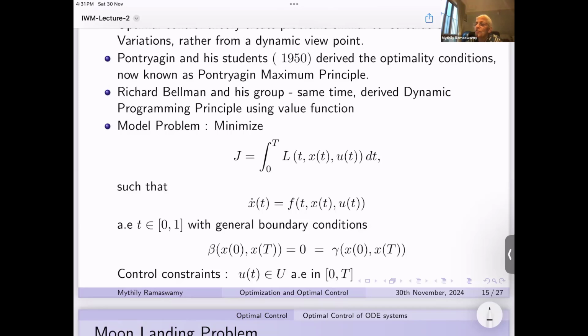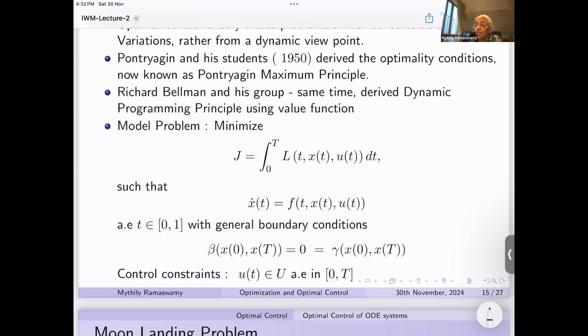Now, this almost everywhere, I have abbreviated as AE because we can allow weak solutions also here. Otherwise, you forget for everywhere, we can also put t in [0, 1]. Now, there can be general boundary conditions: beta of x(0), x(T) is 0. Typically, you can put x(0) is 0, x(T) is 0, or a mixture of x(0) plus x(T), a linear combination, or some kind of other conditions also.